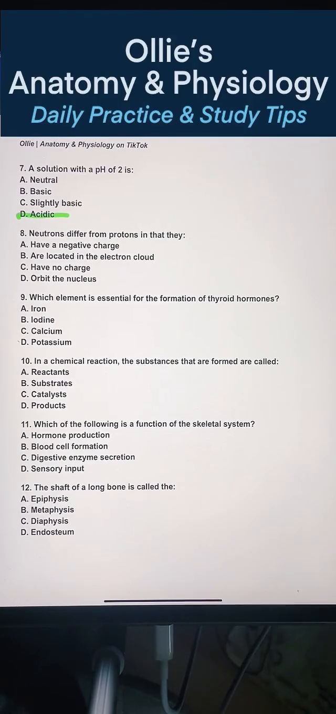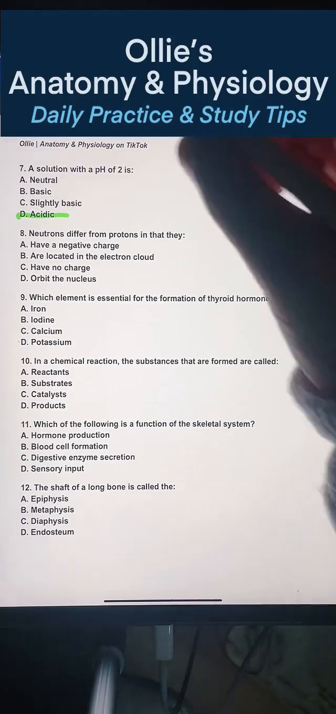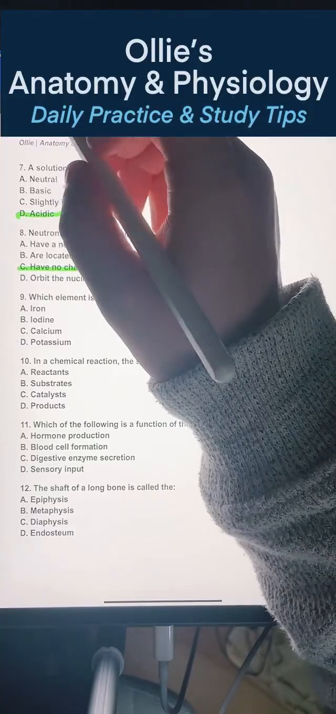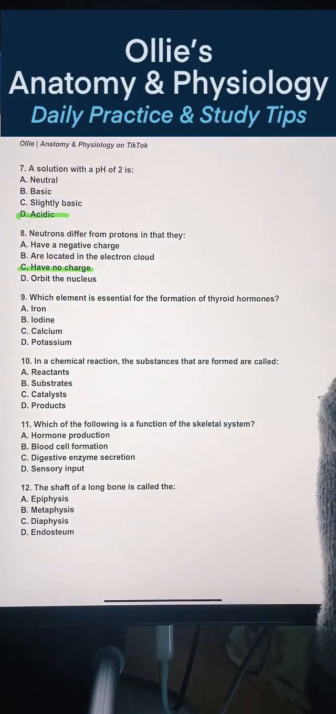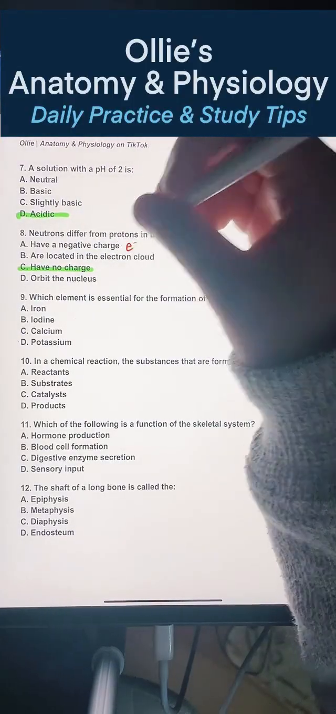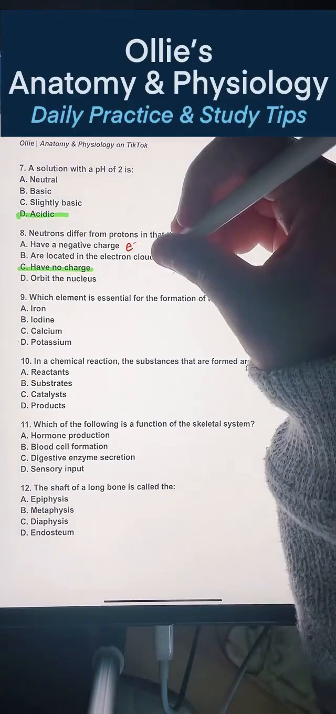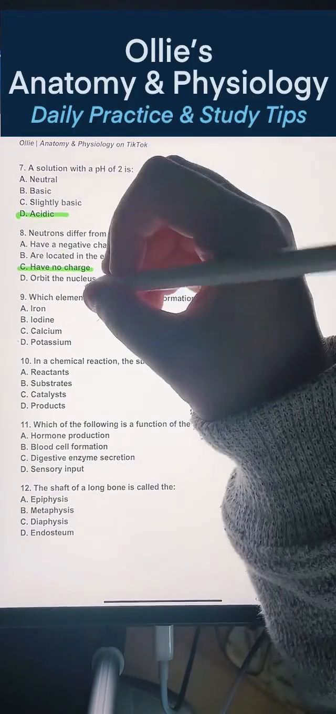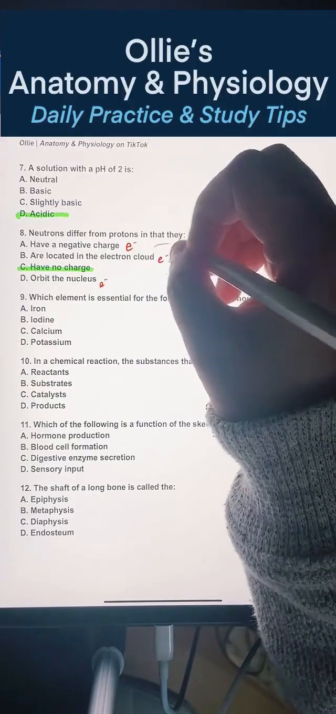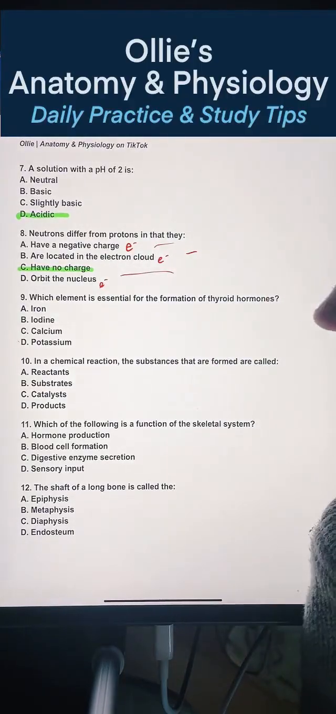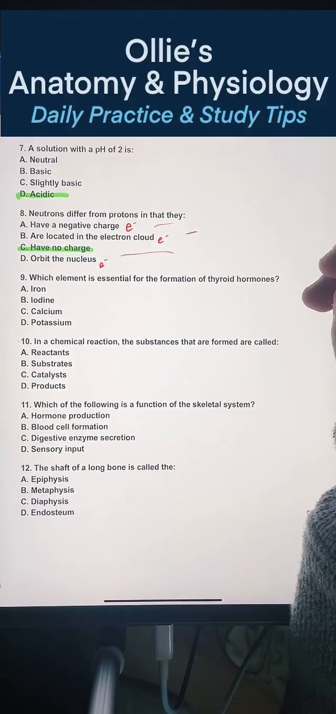Fantastic. Seeing a lot of C's. And if you put C, you're absolutely correct. They have no charge. They're neutral. So negative charge would be the electrons located in the electron cloud. Obviously, electrons orbit the nucleus, also electrons. So these are all characteristics of electrons, and neutrons having no charge.